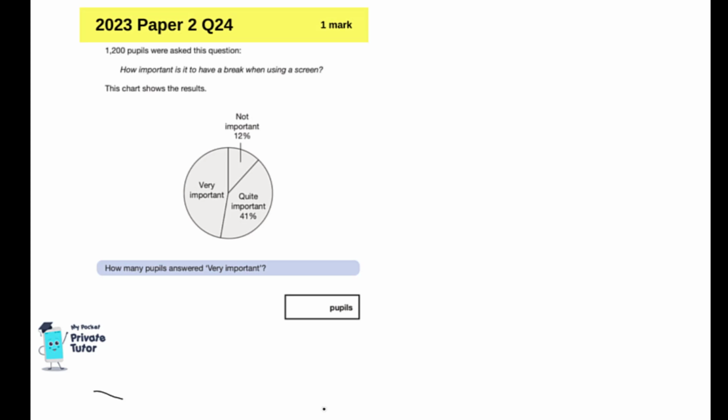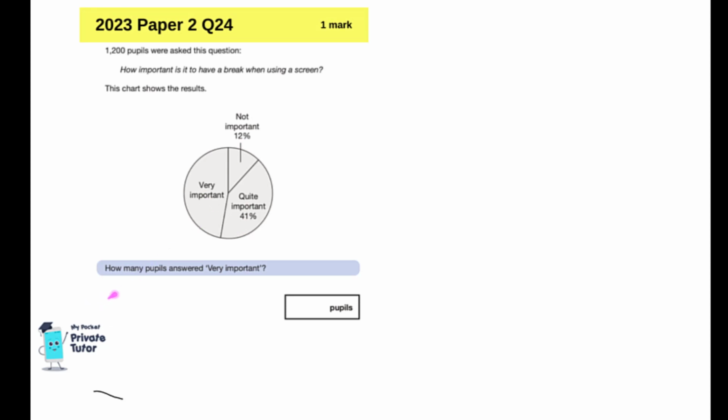One part of the pie chart is too small to fit the words on, so the words are just off the pie chart, but you can see the line is indicating that that is the section it refers to. So we've got a very important, a quite important, and a not important. Now we have the percentages for not important and quite important, but we do not have the percentages for very important. So we've got 12% here, 41% here, and nothing here.